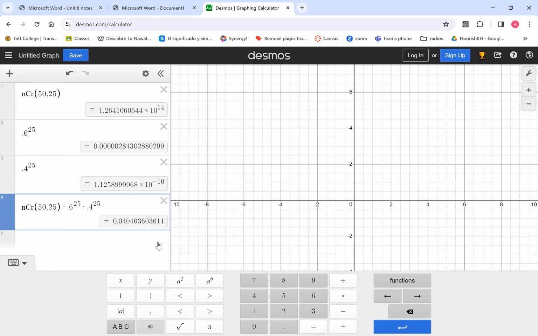0.040463603611. Let's say I asked you to round it to 6 decimal places. 1, 2, 3, 4, 5, 6. So you would tell me 0.040464. See how it was a little bit easier. We could have done it by hand, but it was going to take us a long time, right? So notice how I used decimals to calculate this. Cool. Let me come back to our notes here.